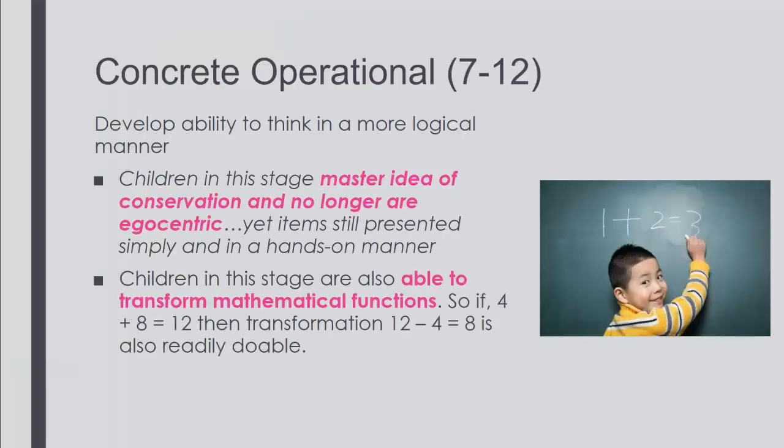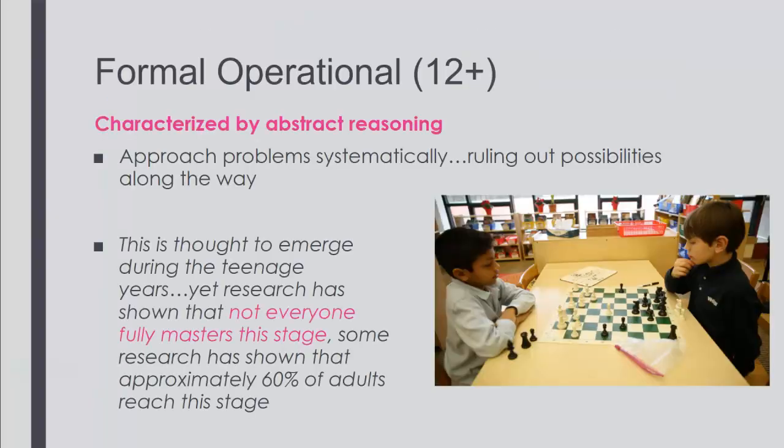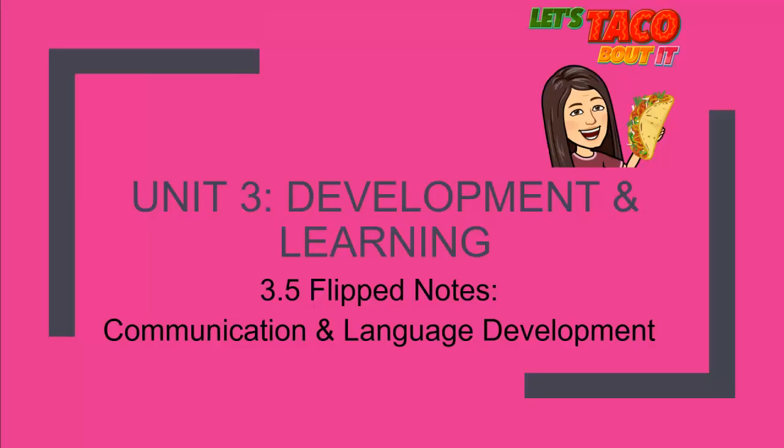By this stage, so this is elementary school, children now start to master the idea of conservation, and they're no longer egocentric, which is important when they're trying to do things like math subtraction. They understand reversibility. The final stage is the formal operational stage. That's abstract reasoning. Piaget said not everyone fully masters this stage, but they start to understand that things can happen hypothetically, even if they don't fully make sense.